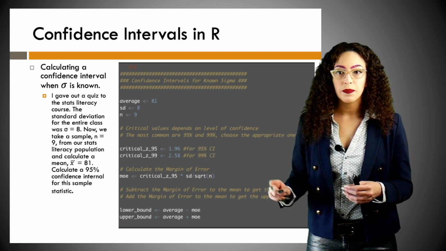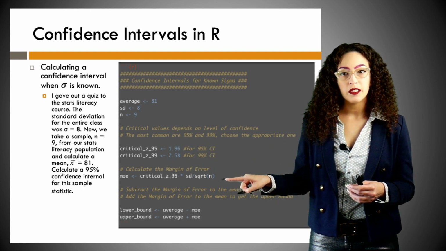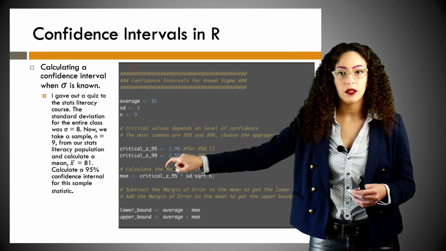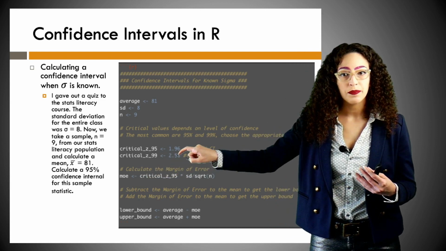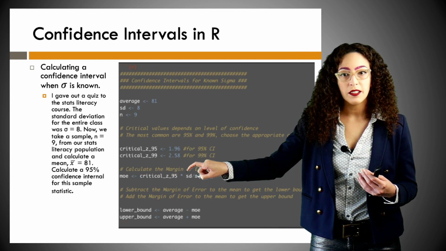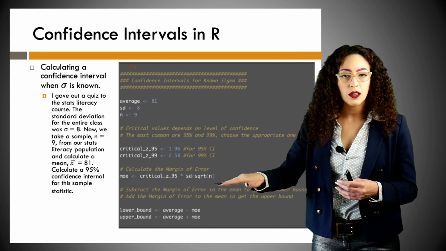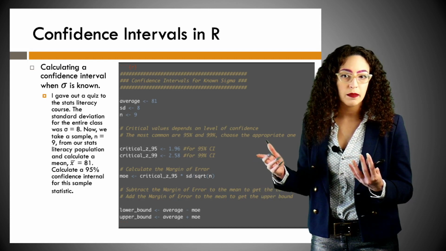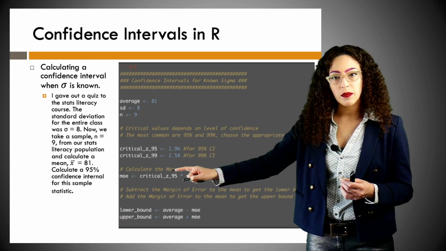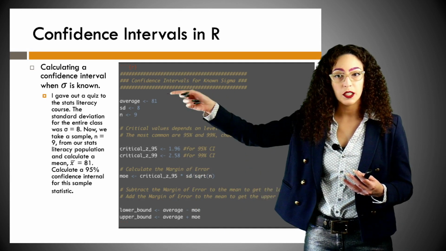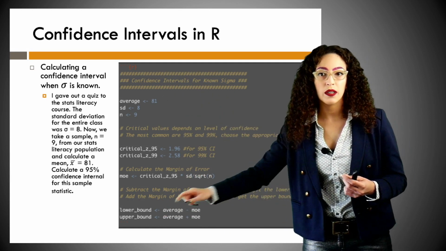We assign those. Then we can get our margin of error by doing this calculation. So margin of error is equal to the critical value that we are interested in, times the standard deviation divided by the square root of n. So it's just a code translation of the equation that we already did by hand. Then you have your margin of error and you can subtract it and add it to the average that you initially put in here, and you can get your lower and upper bound.